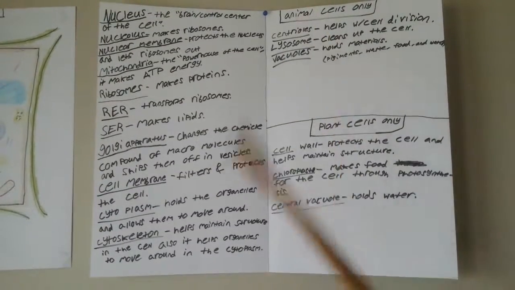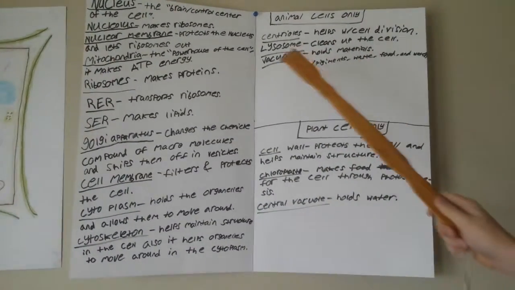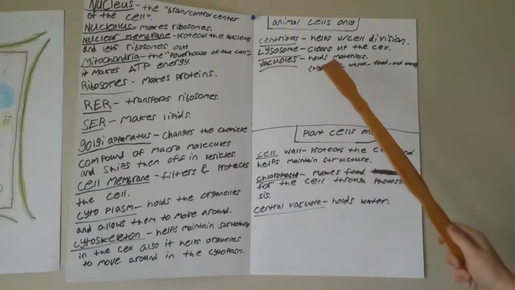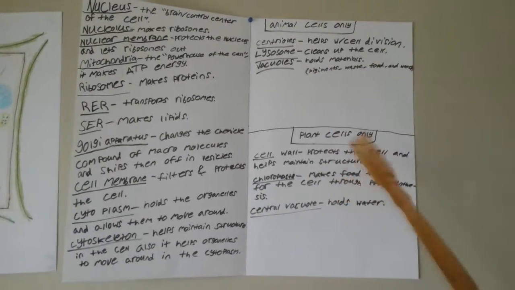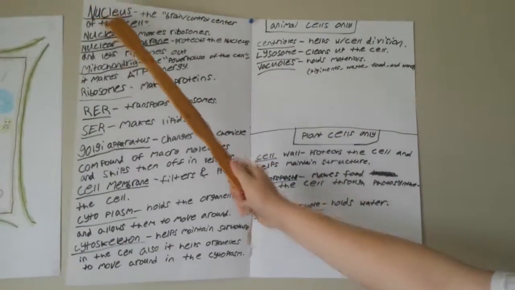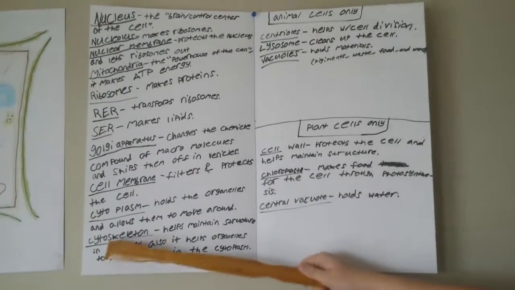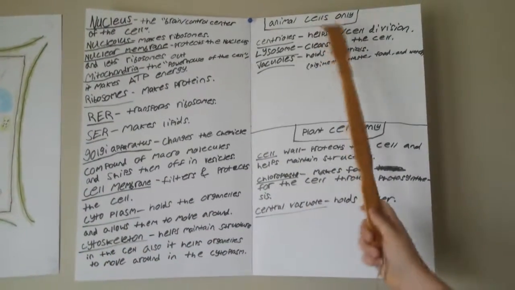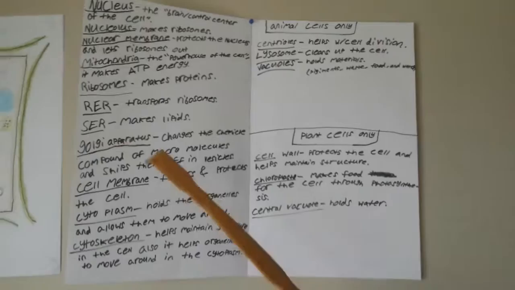Alright, so these are all the organelles of the cells. I separated these ones because only animal cells have these ones and only plant cells have these ones. This section right here is both cells. Both animal and plant cells have all of these organelles.